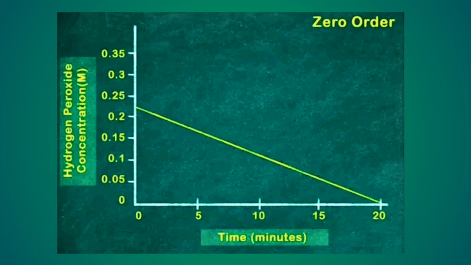And if you plot the linear graph, you see a downward slope with respect to time. Here we see that for hydrogen peroxide, the concentration is decreasing with respect to time. So don't forget that for zero order, the graph is a downward slope.